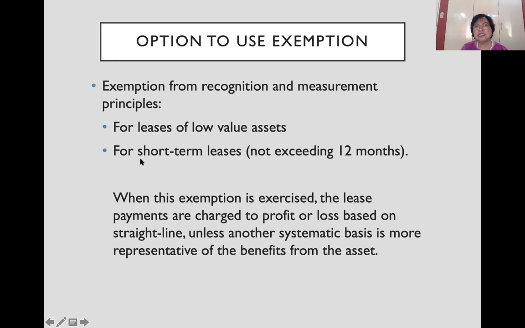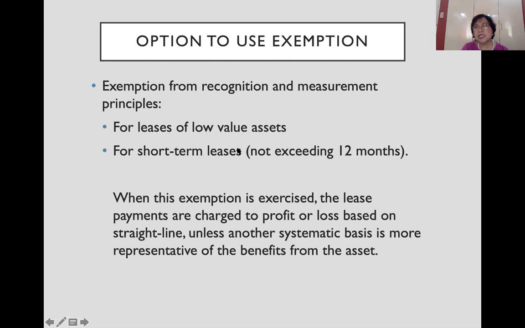Or for leases that cover only a period not exceeding 12 months. Again, the option to use this exemption, of course, the general rule is that you are to capitalize them still as a capitalized right-of-use asset or finance and record a finance lease liability.